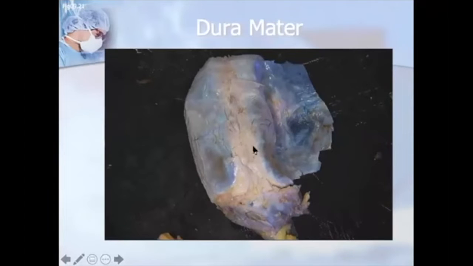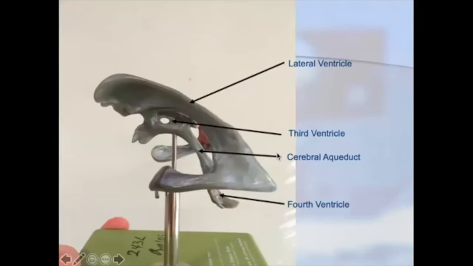There are a couple more layers, but I'm not going to ask you about those, just the main one that you need to know about for now. In lecture, we'll talk more about it, but superficially is the dura. Beneath that would be arachnoid, and beneath that would be the pia. And then we'll talk more about that in lecture.